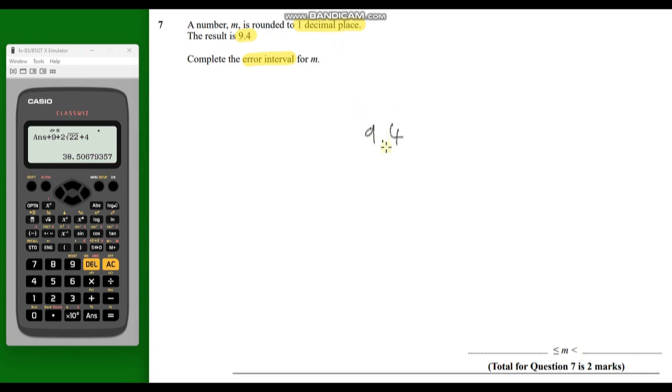So what we do is we subtract 0.05 to get our lower bound. So our lower bound will be 9.35. And we do exactly the same thing, but in the other direction to get our upper bound. So we add on 0.05. So that will be 9.45. So our lower bound is 9.35 and our upper bound is 9.45. And you could just check that.